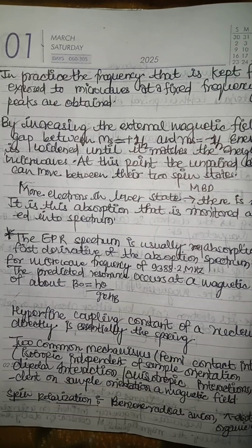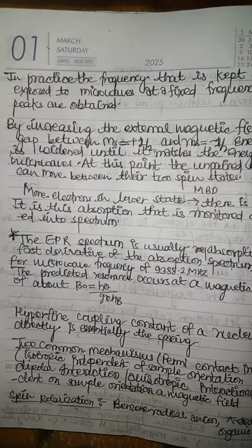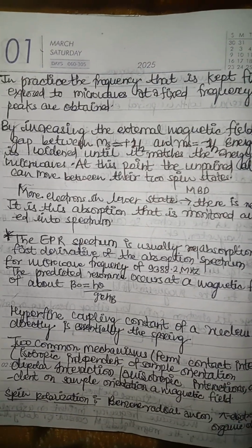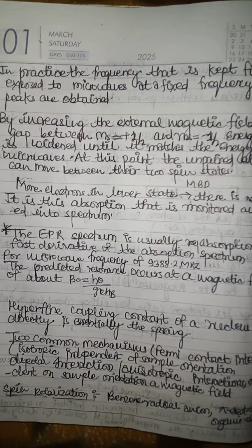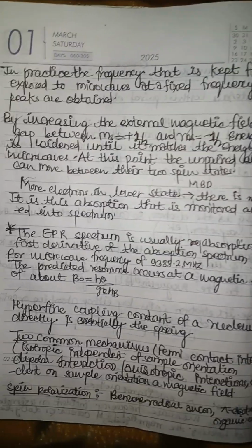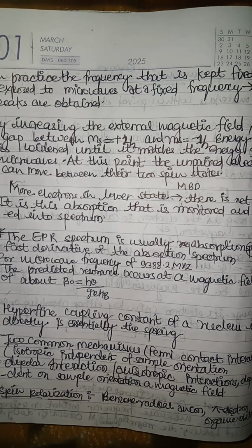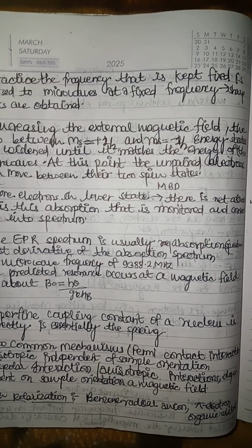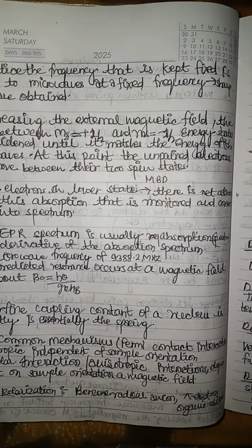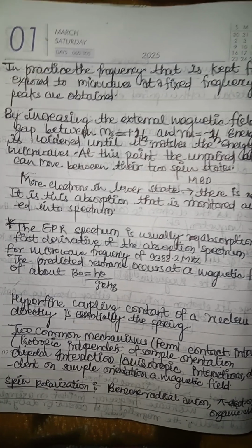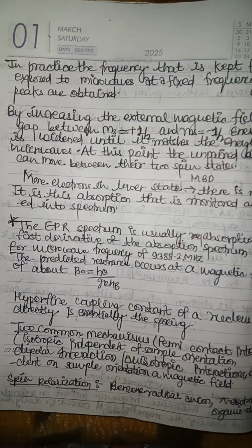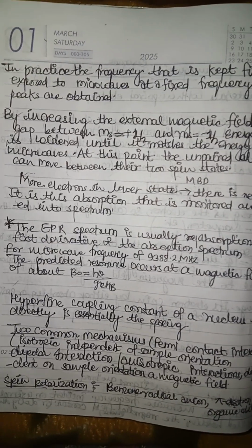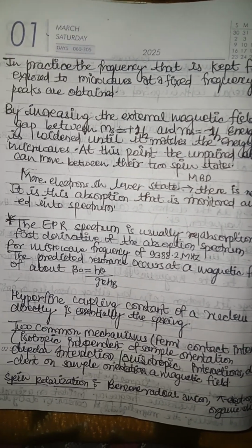Peaks are obtained by increasing the external magnetic field. The gap between ms equal to plus half and ms equal to minus half energy states is widened until it matches the energy of the microwaves. At this point, the unpaired electron can move between the two spin states. With more electrons in the lower state, there is a net absorption transition. It is this absorption that is monitored and converted into a spectrum. The EPR spectrum is usually the first derivative of the absorption spectrum.